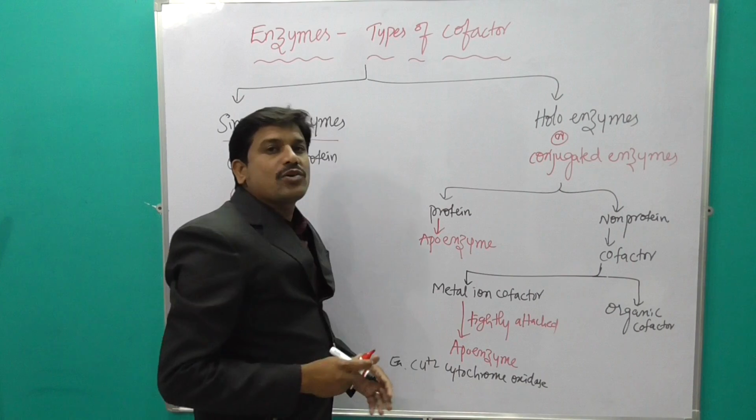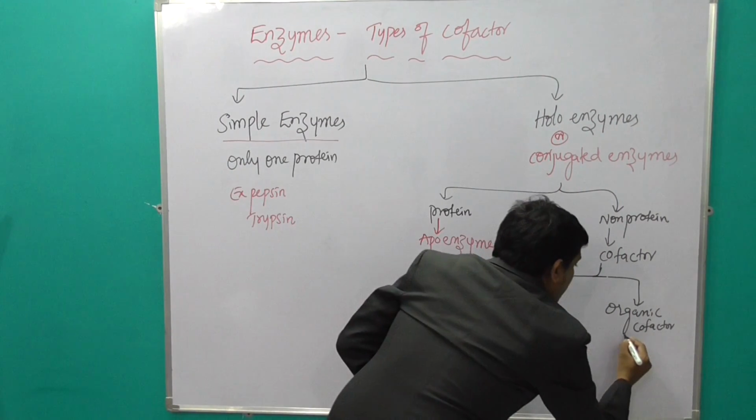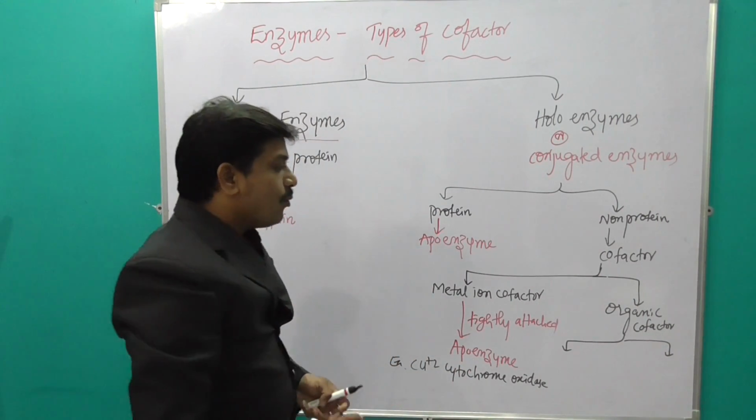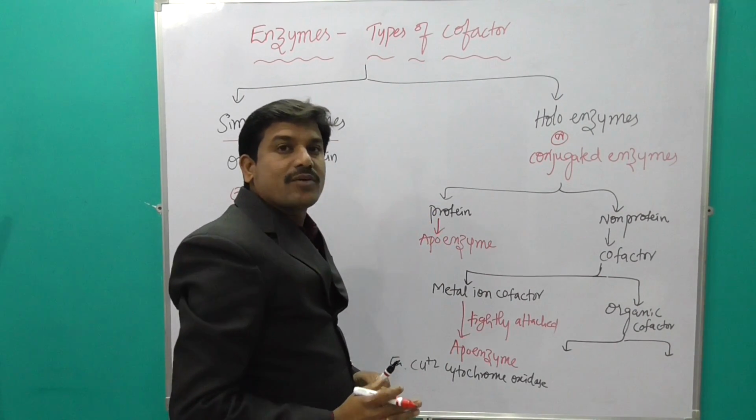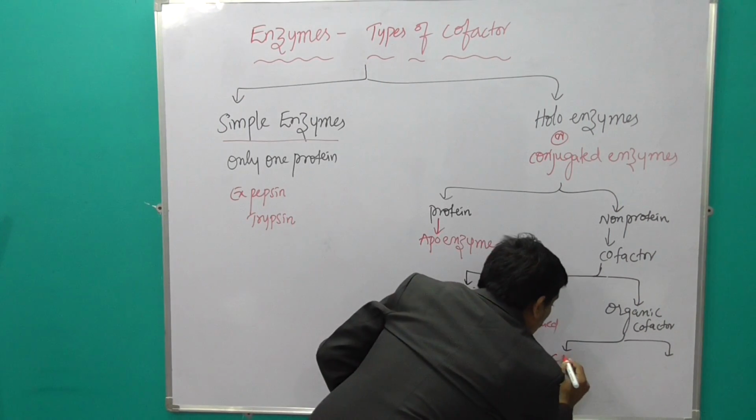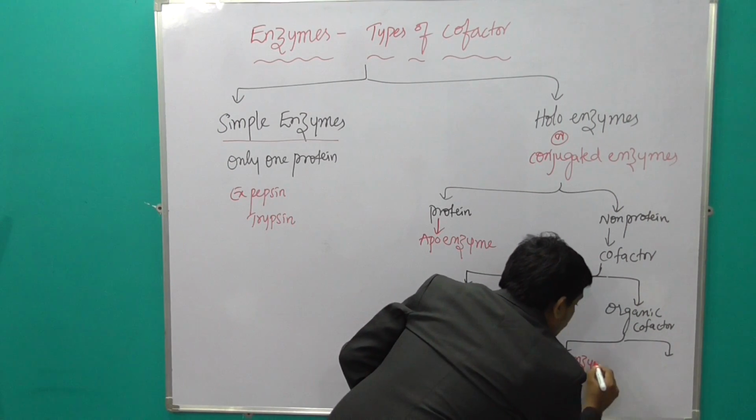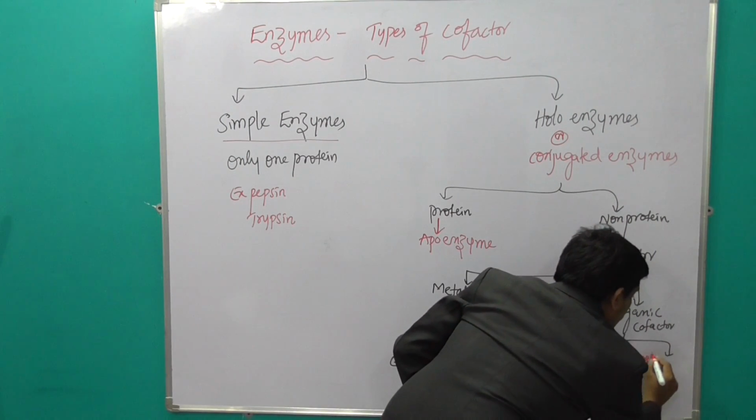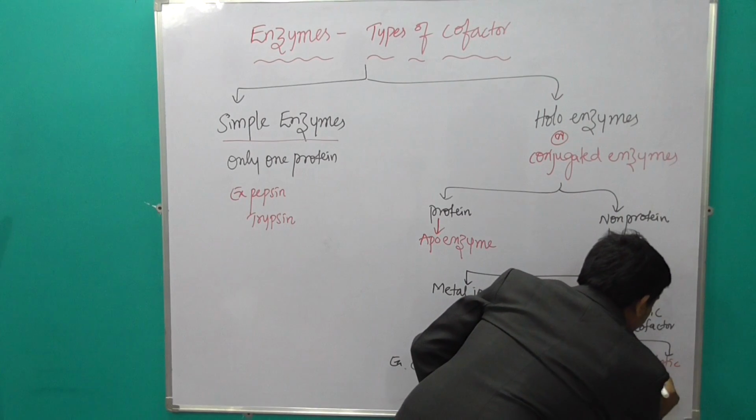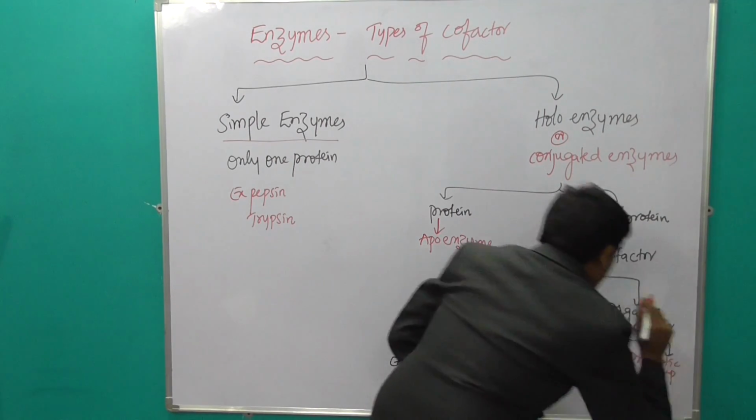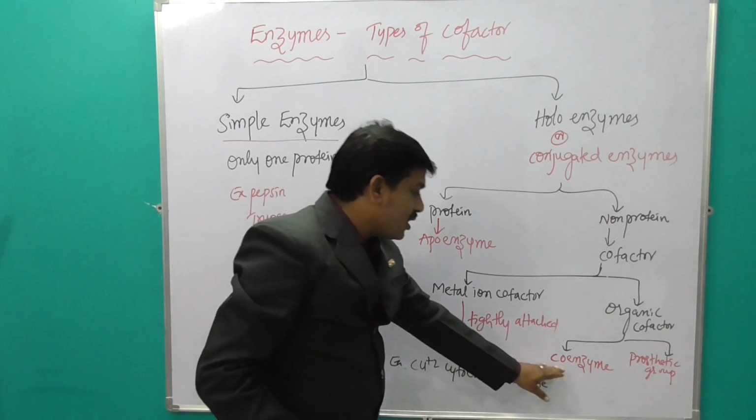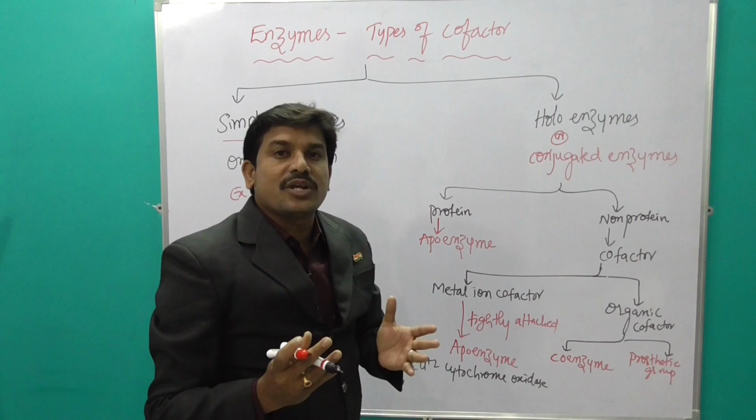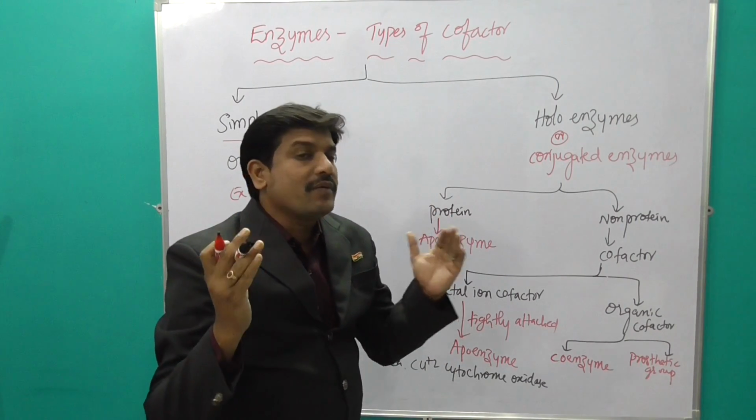Next is the organic cofactor. This organic cofactor is also divided into two parts: one is the coenzyme, and the second one is the prosthetic group. What is meant by coenzyme? The best examples are different ones, especially the B vitamins.